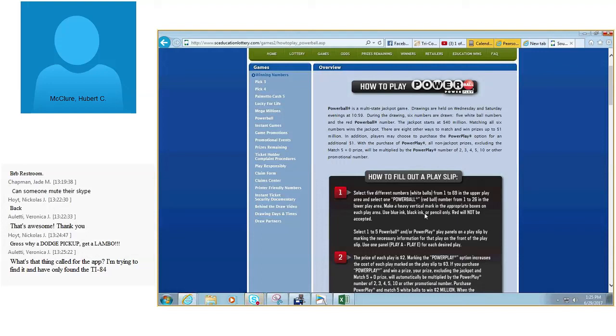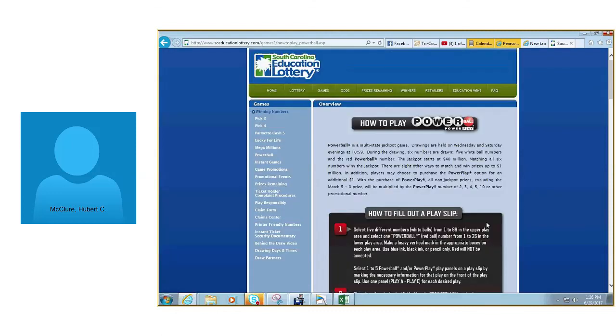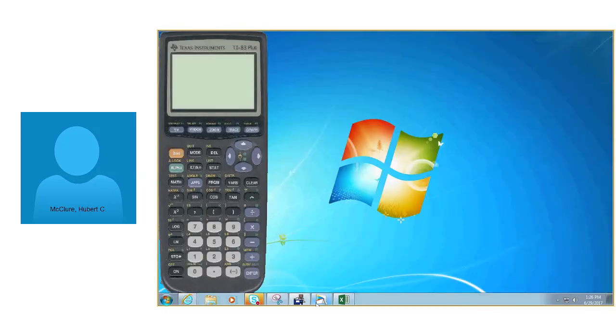Now, who's smarter? Somebody that buys a million tickets or somebody that buys 1 ticket? How do you know? Well, 1 is the answer, but how do you prove it? Well, I'll show you. It's real easy. 1 to 69, 1 to 26. Everybody got that? Now, there's an old saying about the lottery. You can't win if you don't what?